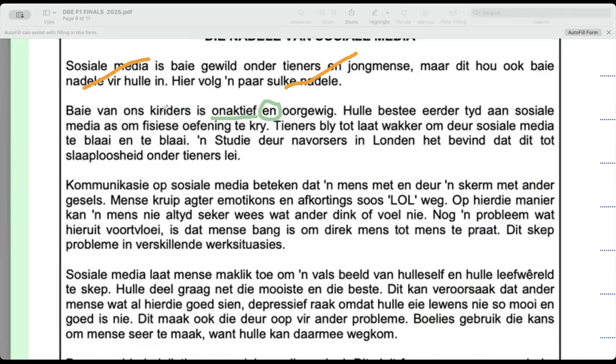So lots of our children are inactive and over. You can probably work out what that word means. Hulle bestee eerder tyd aan sosiale media as om fisies oefening te kry. So they go onto social media.